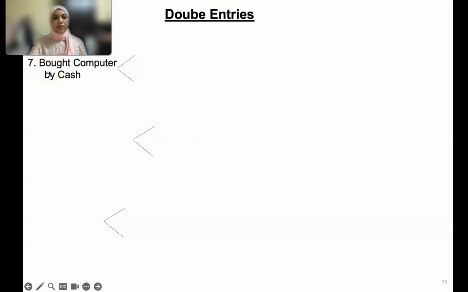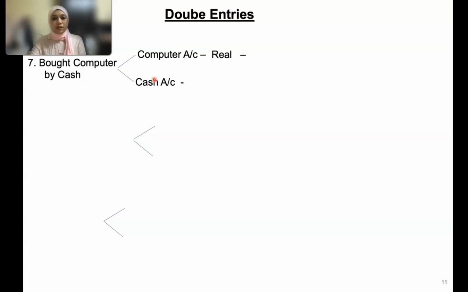Okay, the other example is we bought a computer by cash. What did we buy? We bought a computer by cash. So we need to think, what are the two accounts we are going to open? What are we buying? We bought a computer. What did we pay? We paid cash. So we'll open computer account and cash account. What are the two accounts we are going to open? Computer account and cash account.